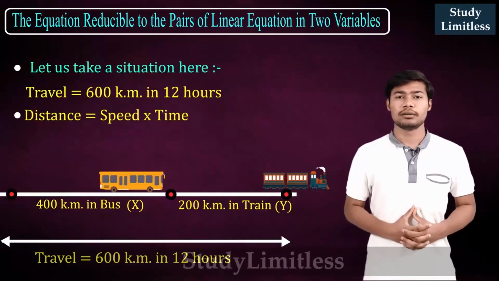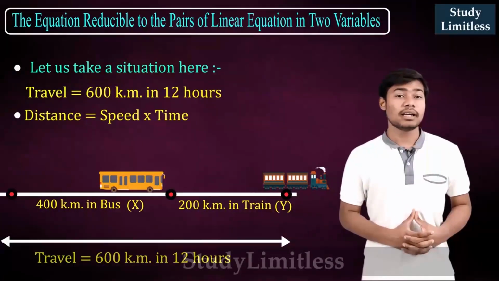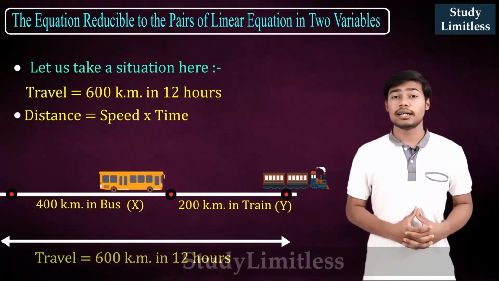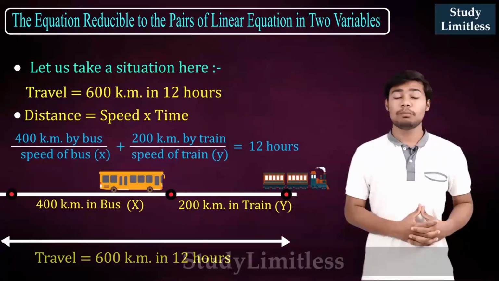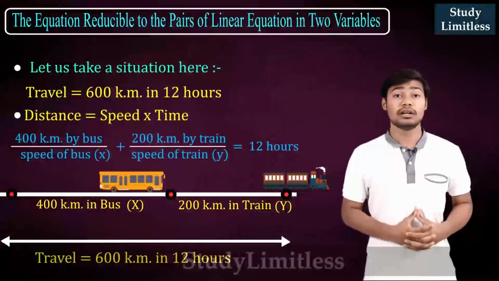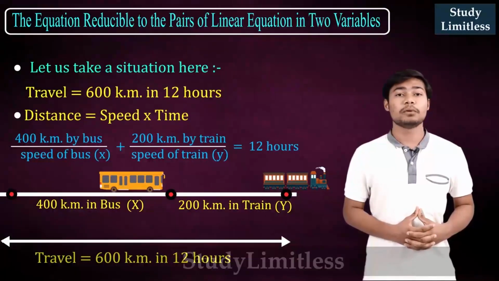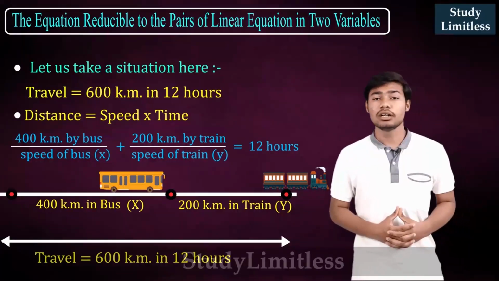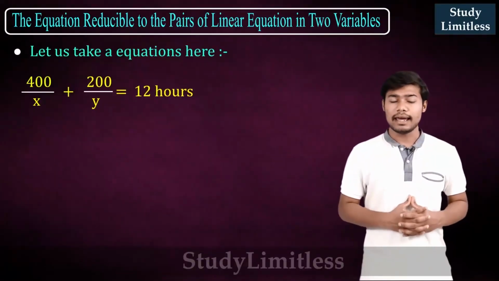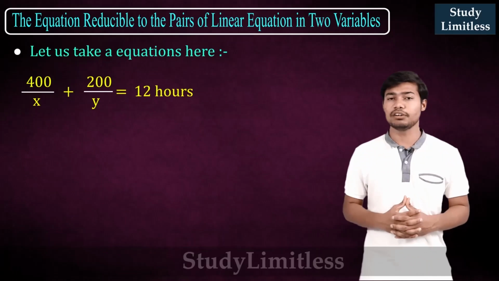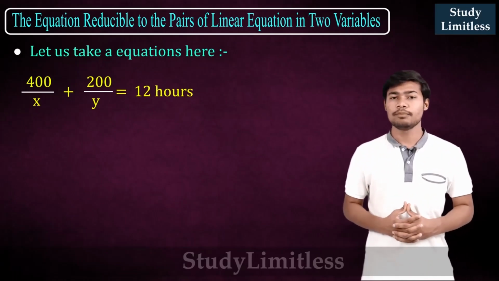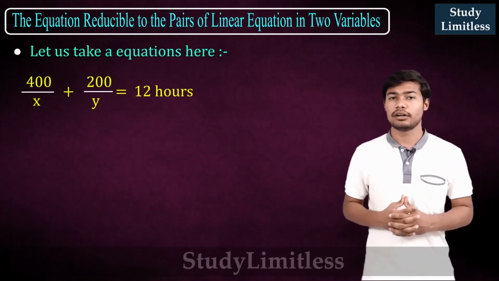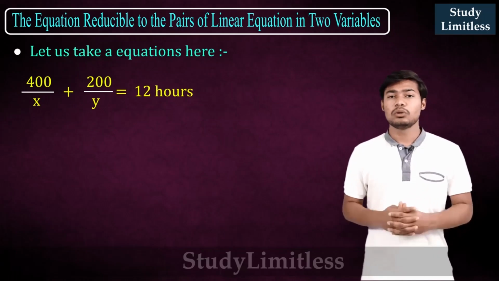So how do we do it? We have 400 kilometers traveled by bus, so we can say that 400 kilometers by bus upon speed of bus plus 200 kilometers by train upon speed of train is equal to total time. Let us form the equation here: 400 upon x, if we consider x as the speed of bus, plus 200 upon y, if we consider y as the speed of train, is equal to 12.